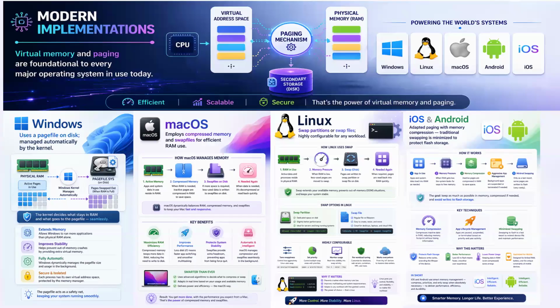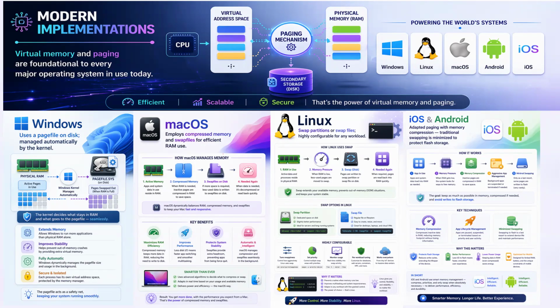Now, when we talk about macOS, the Apple operating system, macOS takes things a step further. It uses memory compression. Before moving data to the disk, it tries to compress pages in the RAM itself. If more space is still needed, it uses swap files. This approach reduces disk IO, improves responsiveness, and makes better use of available memory. That's why you might have realized that compared to Windows, macOS is faster.